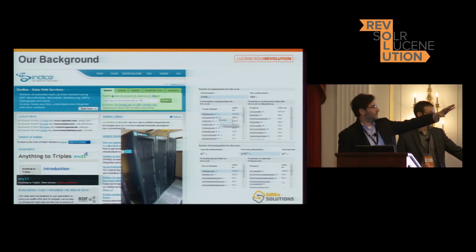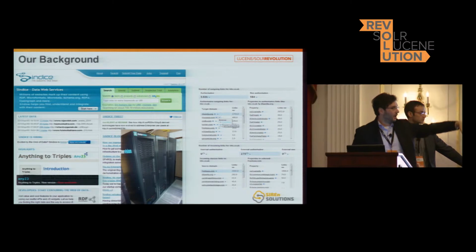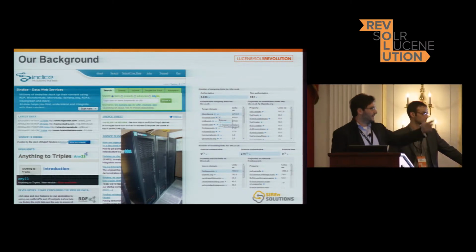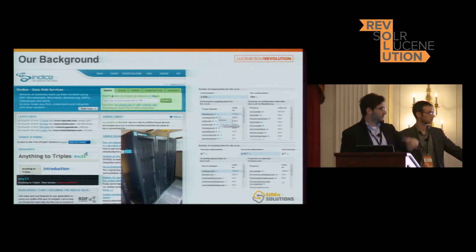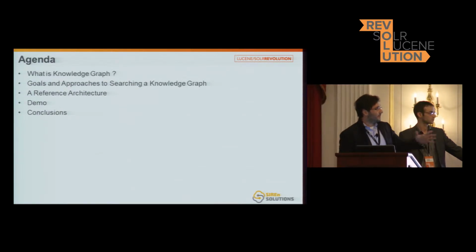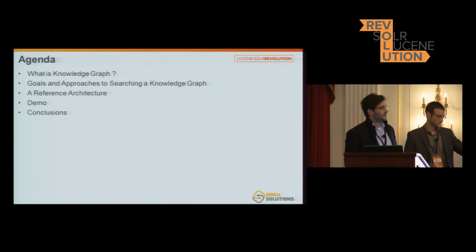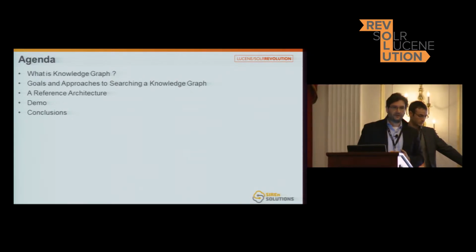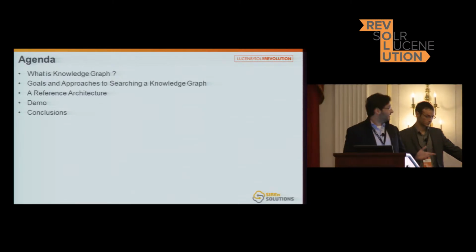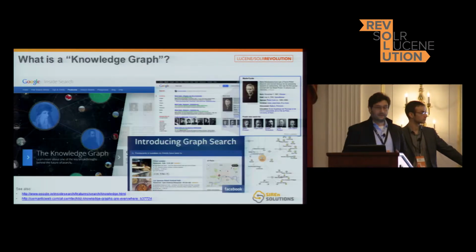We had analytics. That's the content of bbc.co.uk. It would analyze and ultimately give you a very fast search that also contained structure. Right, so what we're going to be showing today: what is a knowledge graph, goals and ways to approach searching a knowledge graph, then a very simple reference architecture, and then a demo, I don't know if we get to the demo, and then some conclusions.